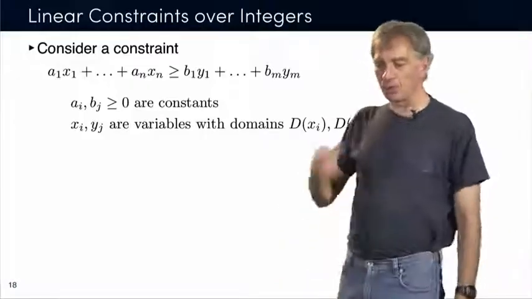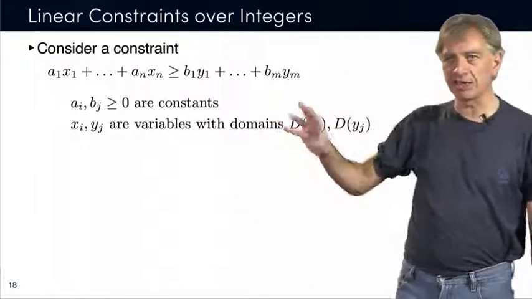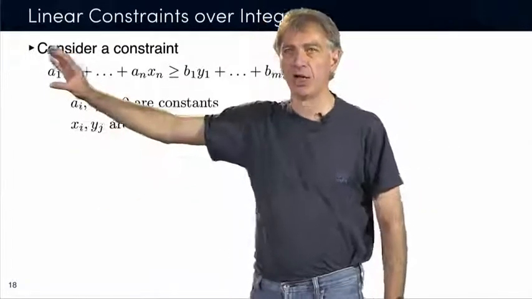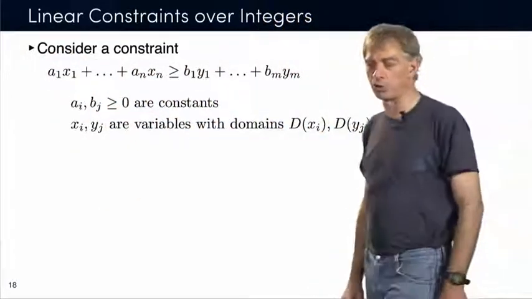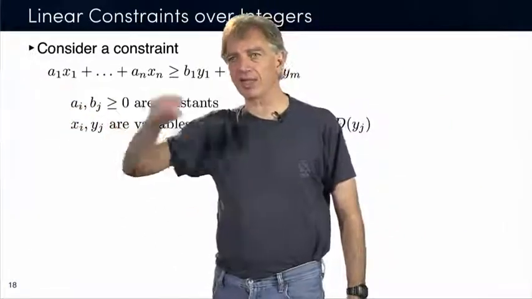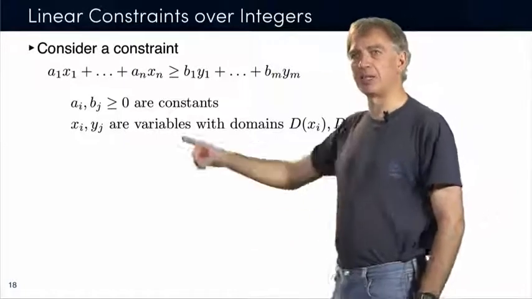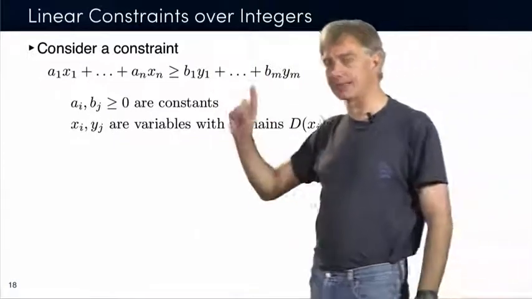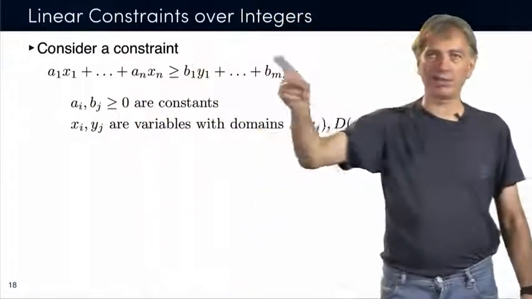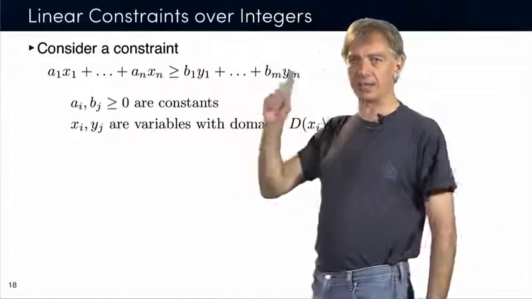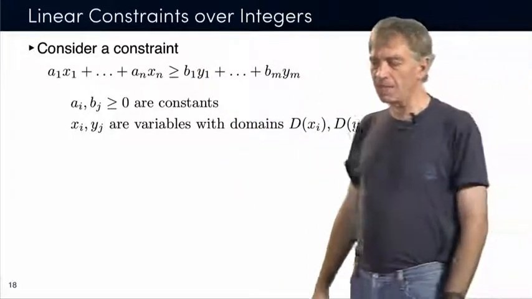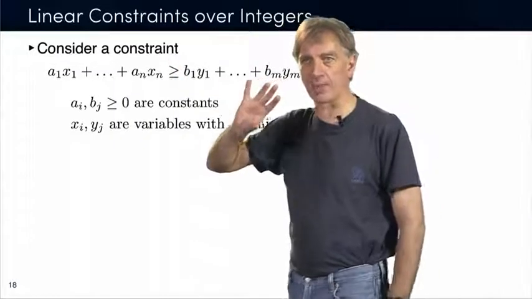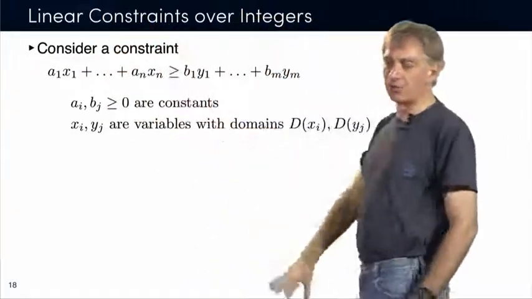So let me go into a little bit of the mathematical details to actually implement this, which are reasonably simple. This is a linear inequality that I'm going to show you how to propagate optimally. The left-hand side is a sum of products, a_i x_i. The x_i are decision variables, and the a_i are constants. The right-hand side is similar: the y_j are decision variables and the b_j are constants. What I'm interested in is propagating that constraint optimally, removing as many values as I can from the domains of the variables.